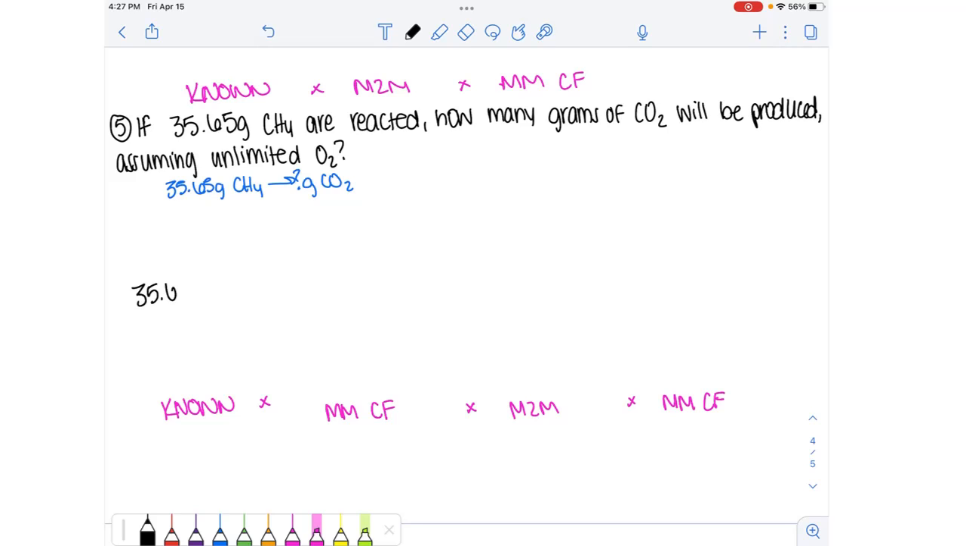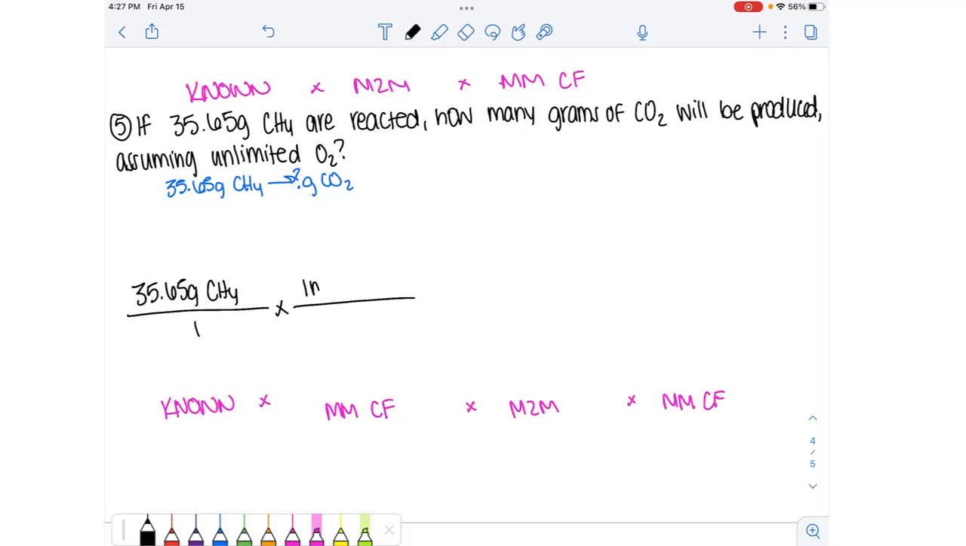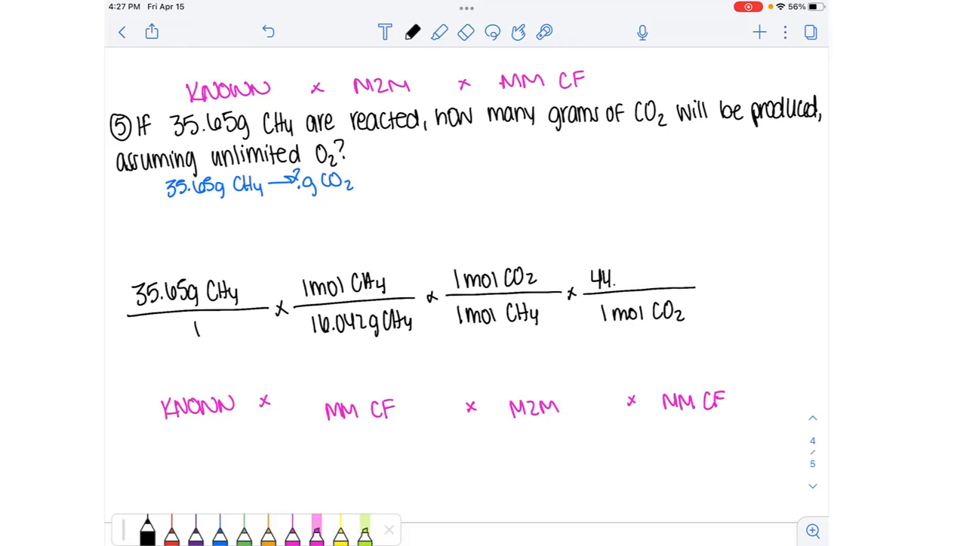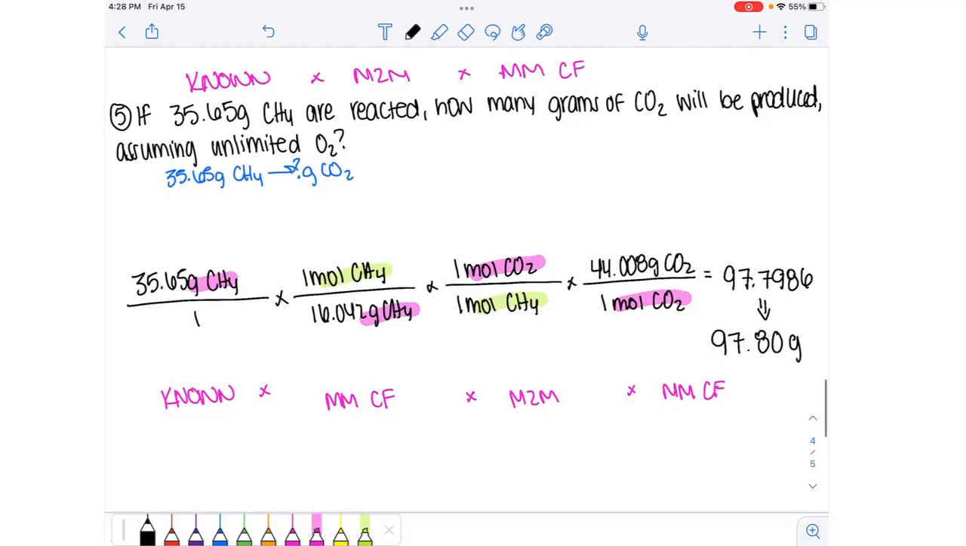Once you've finished, hopefully this is what you end up with. Rounded to the correct number of sig figs, you should end up with 97.80 grams. Your numbers may be a little off depending on if you use different molar masses, because different periodic tables are going to give you a different mass represented on there. But this is what you should end up with.